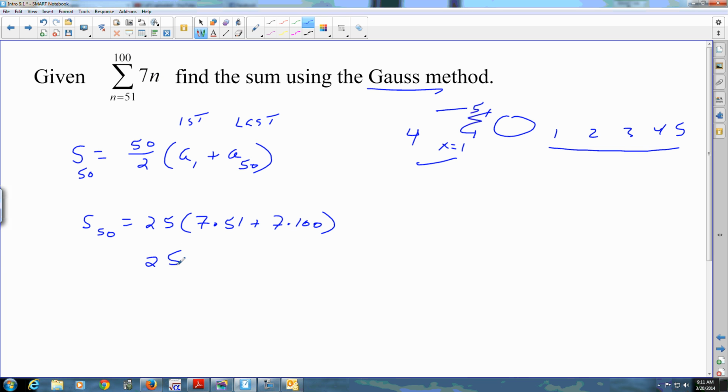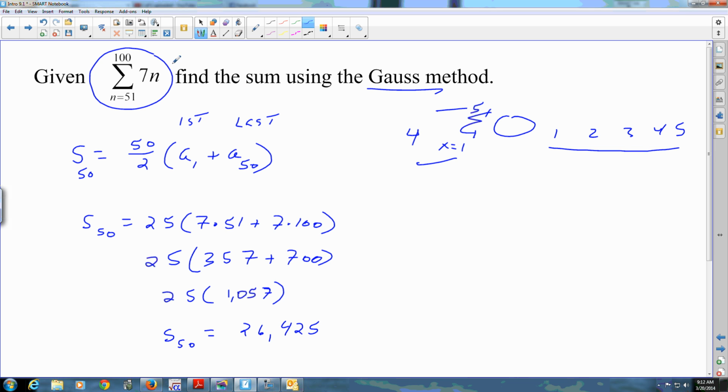So I have 25. Let's see. Do I have this one here? Where is it? I tried to do it ahead of time, so I wasn't. Where's that one? There it is. Okay. Sorry, I lost it on the sheet. 7 times 51 is 357 plus 700. So you have 25 times 1,057, which is going to give you S sub 50 is equal to 26,425. Okay?